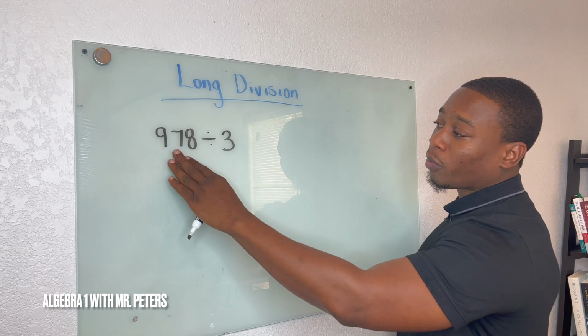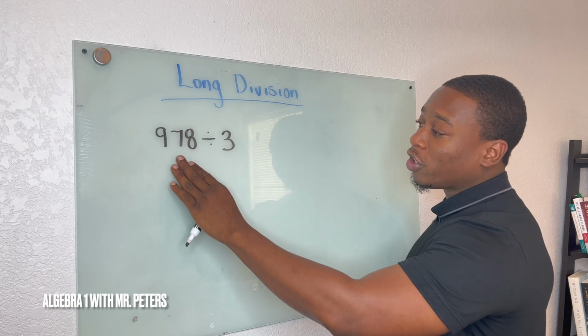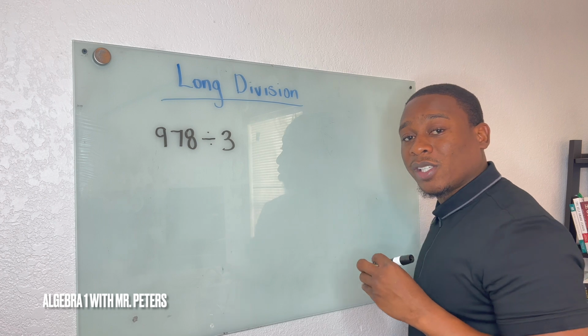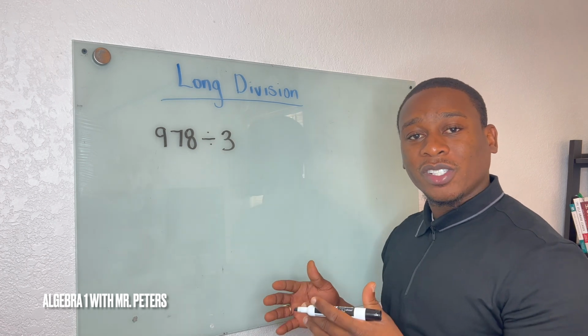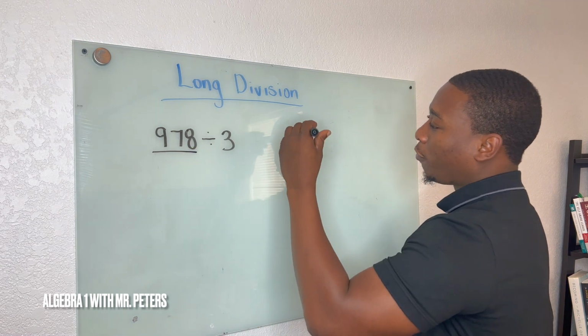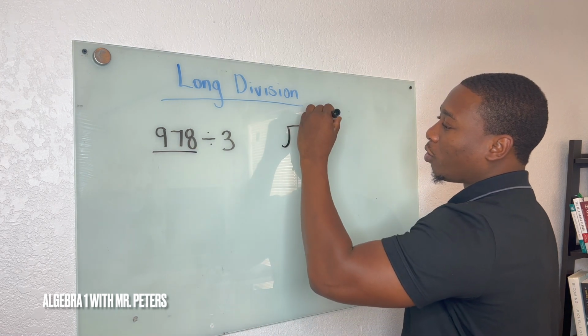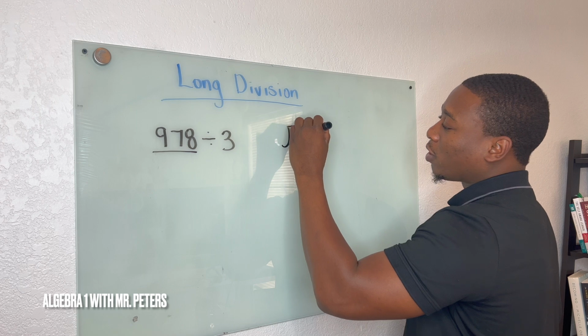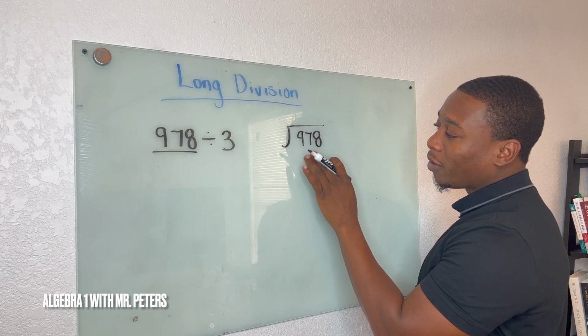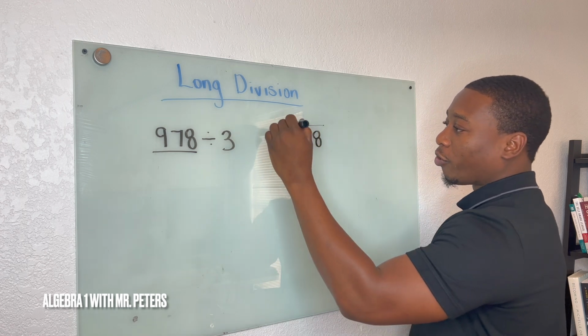And when we start off with a problem like this, 978 divided by 3, what we have to know is what's going to be under the division symbol and what's going to be outside. So just remember that first number is always going to be under the division symbol. And this is called the dividend. Okay. So we're going to divide this number by 3.